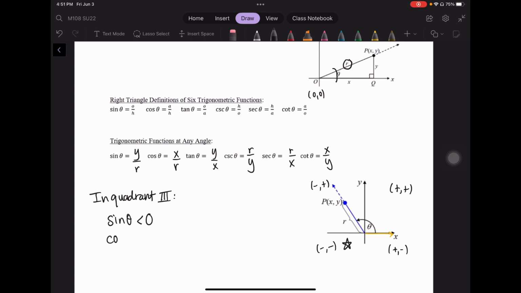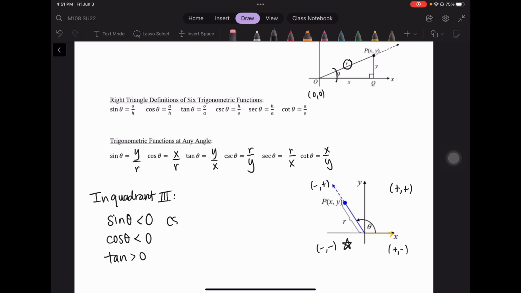Now the cosine of theta is also going to be less than 0 because, again, it's going to be a negative over a positive. But notice that the tangent is going to be a negative over a negative because both x and y are negative in the third quadrant. So a negative over a negative is actually a positive, which means that the tangent is going to be greater than 0. And using reciprocals, the signs are not going to change for reciprocals.